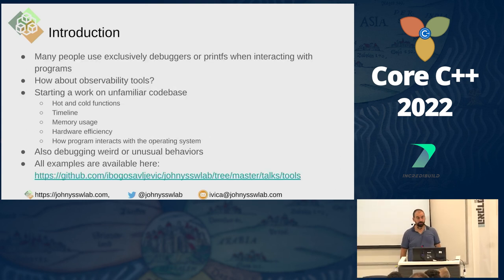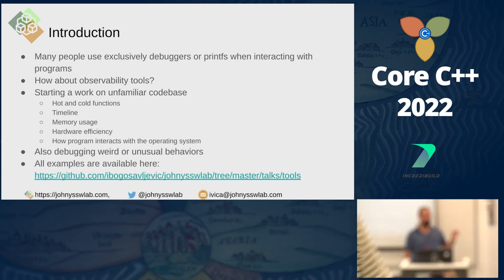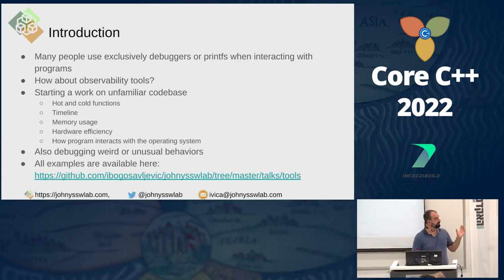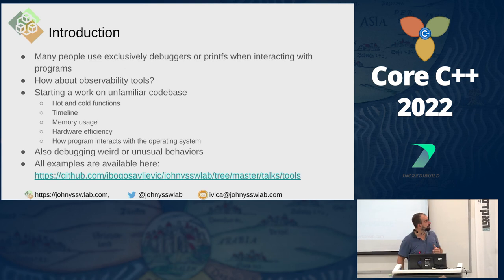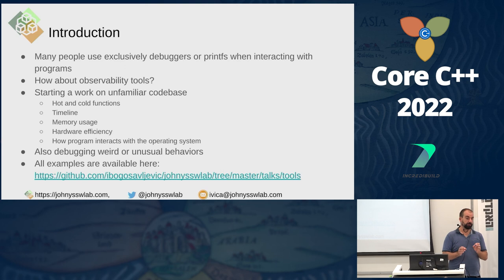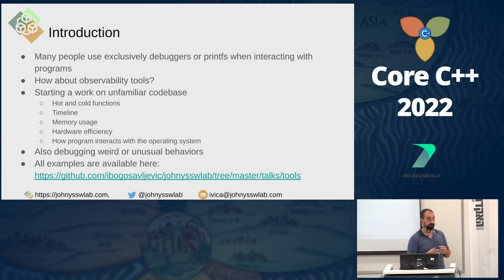As I already said, many people will use exclusively either debuggers or printfs, or both of them. Most people will use debuggers and printfs most of the time, which are good tools in themselves. I don't have anything against them. But is that all? Is there anything else? Here we talk about the observability tools. Observability tools are various tools that help you get more information about your program. Imagine it like you're looking at your program under a microscope. You're seeing some details that you would otherwise miss if you don't have the appropriate tooling.